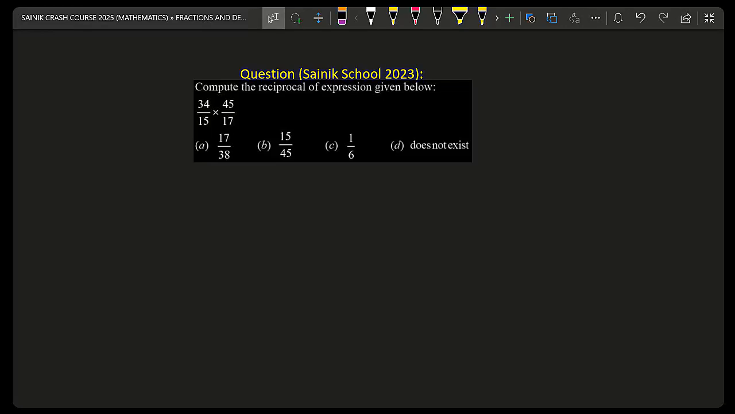Bhuwana, can you raise your hand? Yes, Bhuwana, can you explain this? Sir, I wrote it. You didn't write the question? Yes, sir. No problem. But you can see the question, right? Yes, sir. Okay, so help me in simplifying this expression: 34 by 15 multiplied by 45 by 17. Okay, Bhuwana, how can I simplify this?